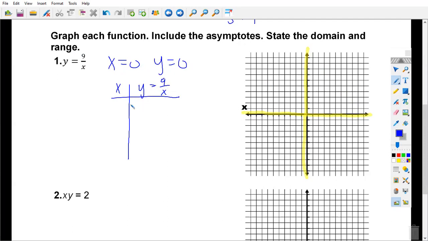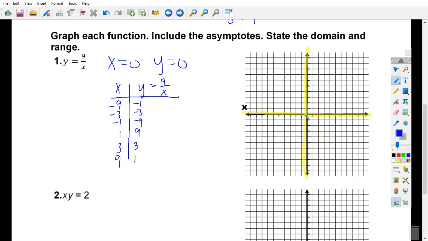9, 6, 3. Okay, I would have just chose 9, 3, and 1. And so when I plug these in, I should end up with -1, -3, and -9. So I would have +9, +3, and +1. Okay, so when we say friendly numbers, you see these are easy numbers to manipulate, right?